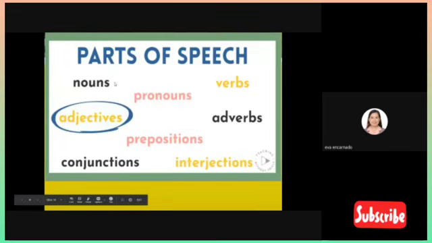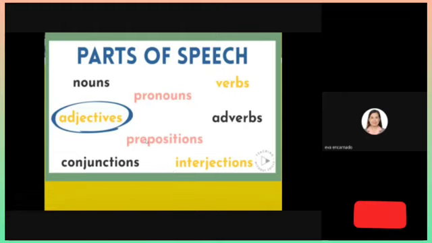Okay, so class, our topic for today is about adjectives, right? Adjectives is one of the parts of speech. Di ba? Meron tayong 8 parts of speech, yung noun, pronouns, verb, adverbs, prepositions, conjunctions, interjections. So today we are going to discuss about adjectives.